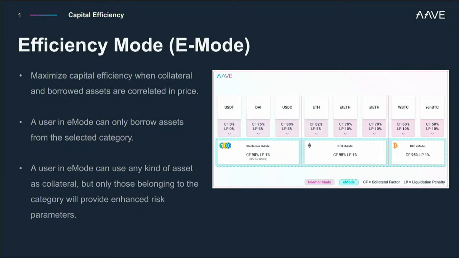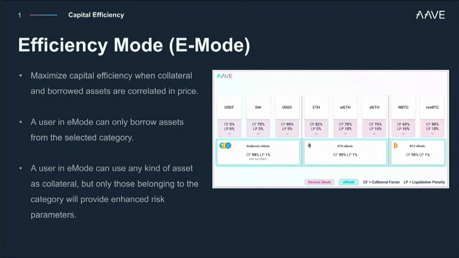Talking about the stablecoins category, here we have USDT, DAI, USDC. In some markets, there is even the Euro pairs here. And in this case, DAI is giving 75% of collateral factor, while USDC is giving 80% of collateral factor. So that means that the user, when they use DAI or USDC as collateral, they can take out 75 or 80 DAI out of their 100 DAI or USDC.